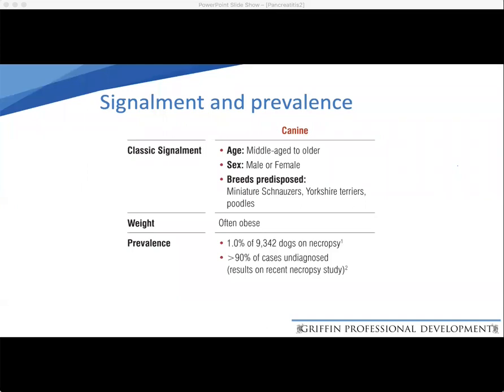And studies have been done on cadavers to see the prevalence. We can see from recent necropsy studies that greater than 90% of cases are undiagnosed. That does mean that we're going to miss a lot of cases unless we're looking for them, and even if we're looking for them, unfortunately, we might still miss them. So a lot of cases are undiagnosed, and we need to have an open mind as to whether pancreatitis remains a differential diagnosis and be looking for it in our canine patients.